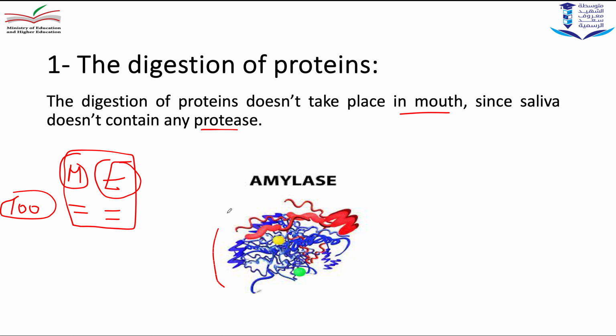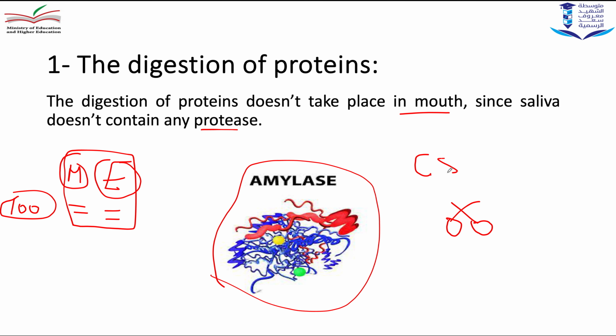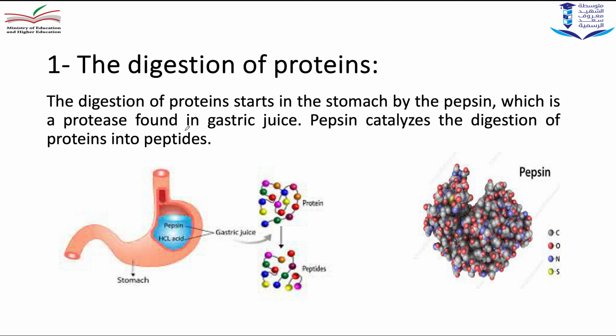Here you can see an enzyme called amylase. This amylase is an enzyme which is specific to digest what? Cooked starch, or starch. If we are talking about salivary, it is cooked starch; if we don't say salivary, it is starch. So saliva, what does it contain? It doesn't contain any protease. Saliva contains salivary amylase, which is specific to digest cooked starch. So, as a summary to avoid confusion: no digestion of proteins in the mouth, no digestion of proteins in the esophagus due to the absence of protease secretion.